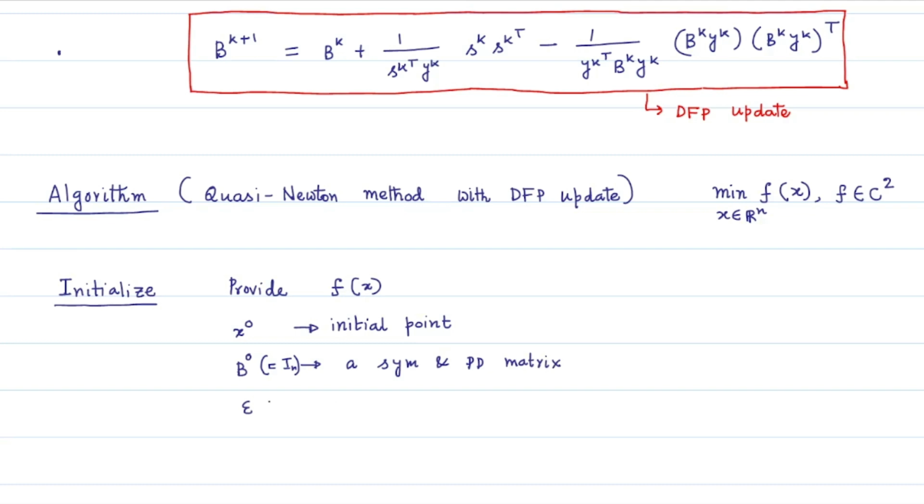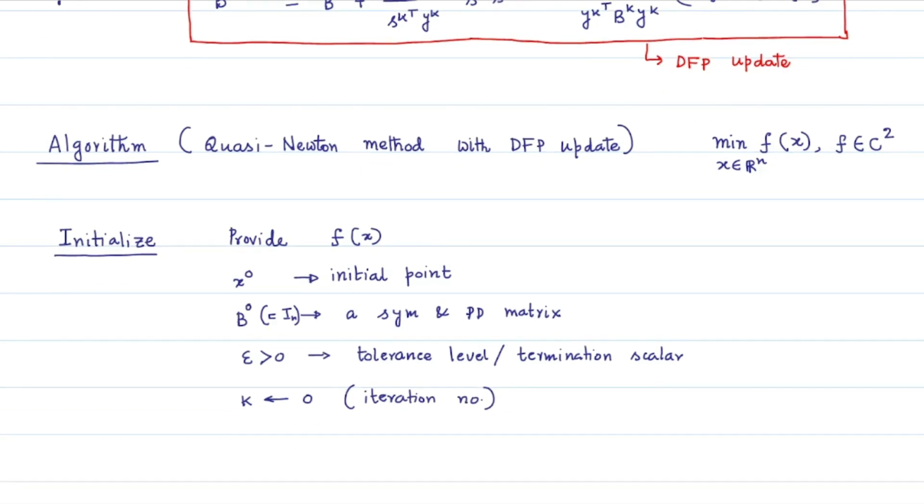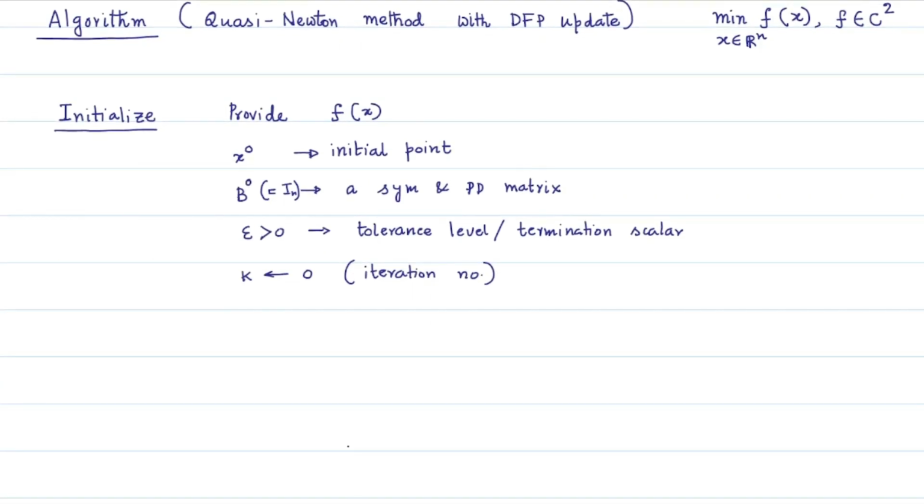You also provide epsilon greater than 0, which is, as usual, the termination scalar to terminate the process, for which the norm of the gradient is less than epsilon. This epsilon is also referred to as the tolerance level, so you pass this tolerance level or termination scalar and initialize the iteration counter to be k equal to 0. After initializing, we start the main steps.